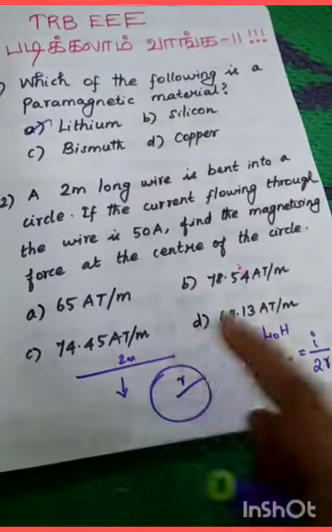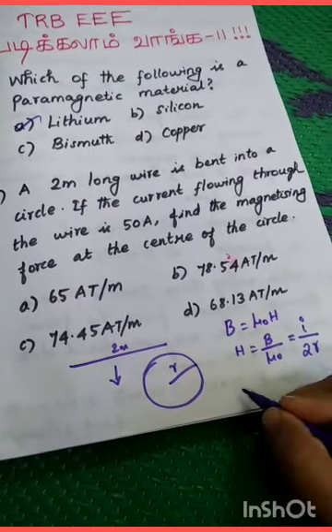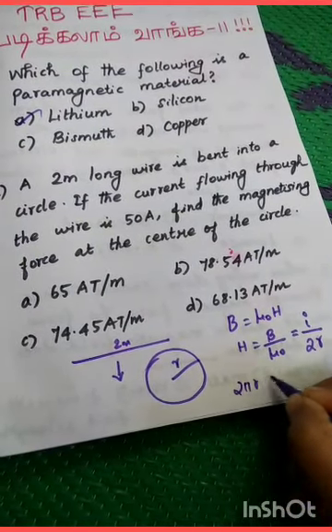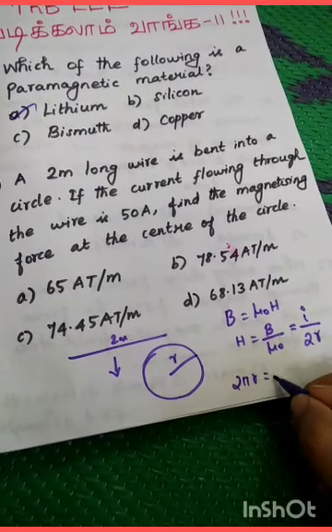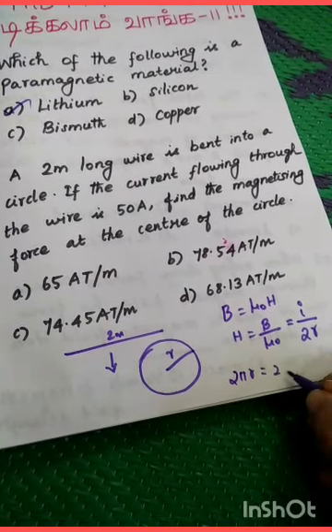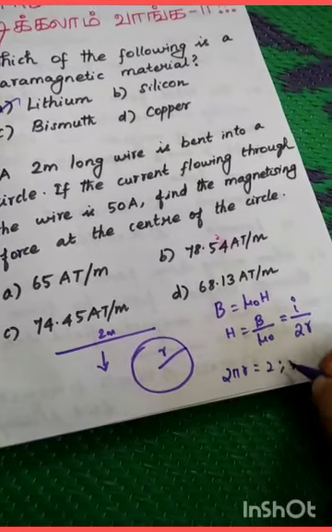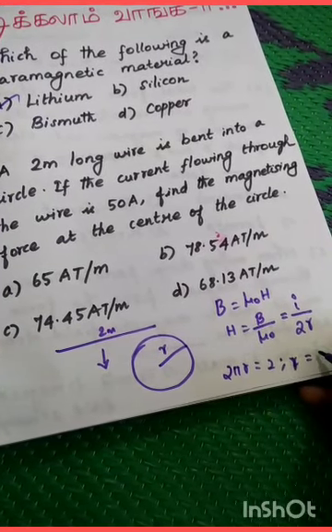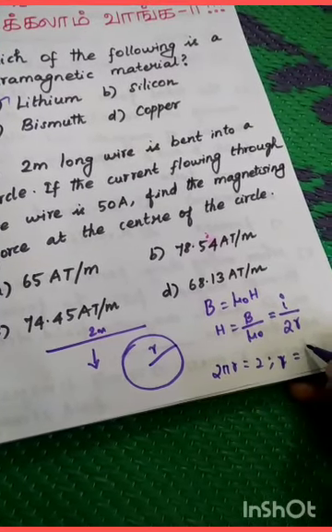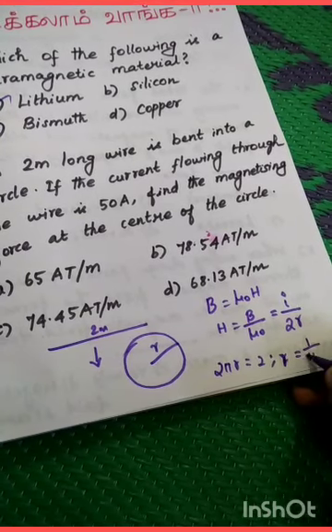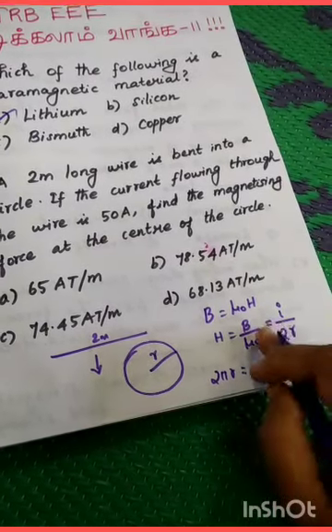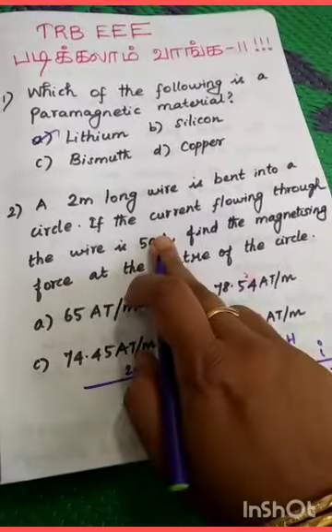According to the given information, a 2-meter long wire is bent into a circle, so the circumference is 2 pi r, which is equal to 2 meters. So r is equal to 2 by 2 pi, better written as 1 by pi meter. And the value of I is given as 50 amps.